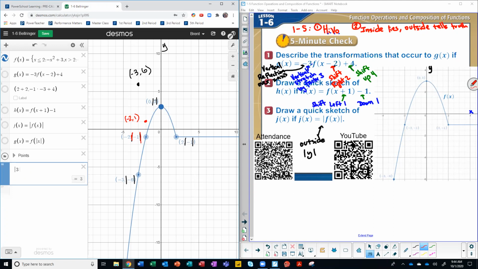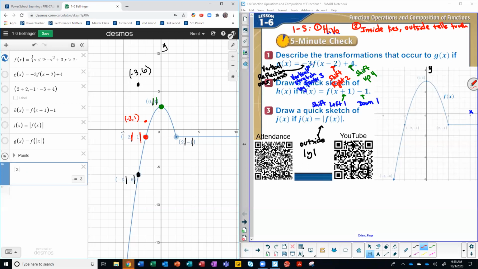So this point just stays the same. The absolute value of a positive 3 is still a positive 3. Nothing changes. So I have this point. That point became there. This point right here got shifted up to here. This second point got shifted up there. The green one stayed the same, no shift at all.